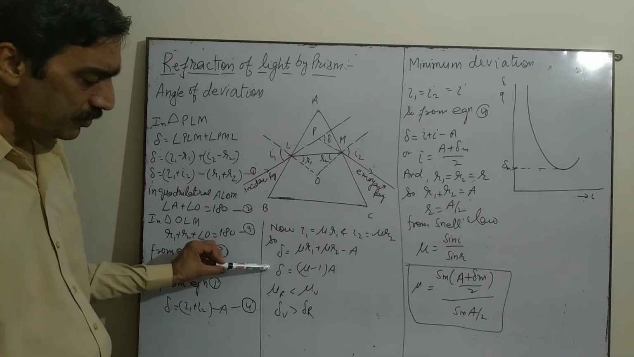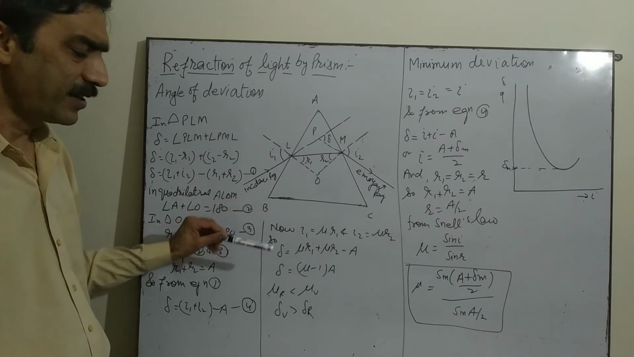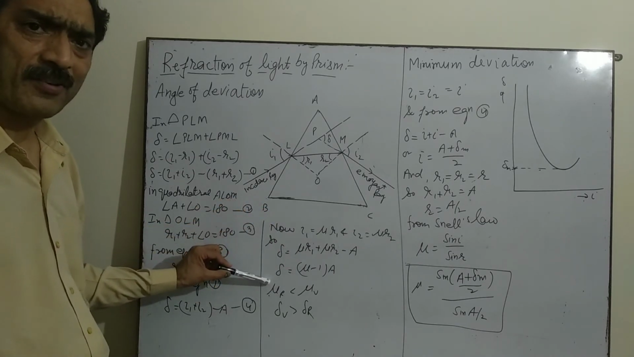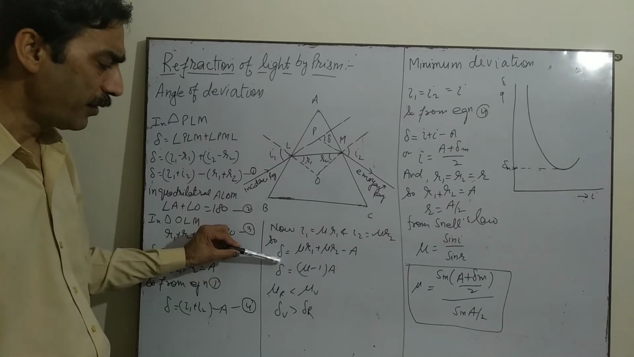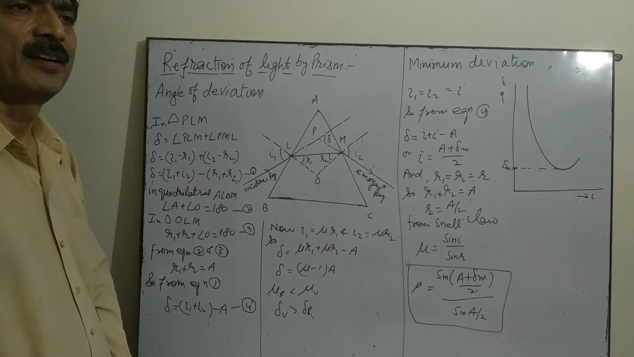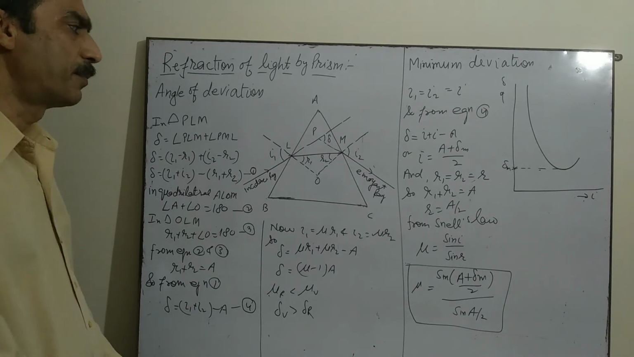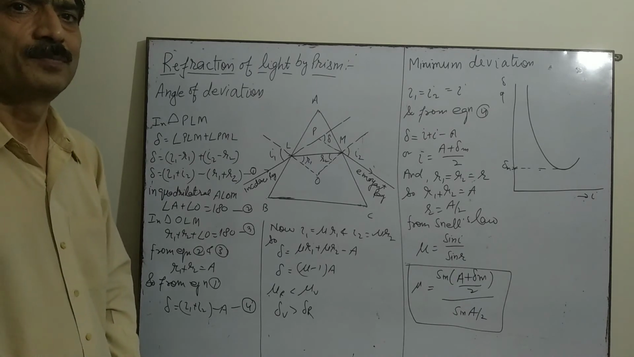The angle of deviation depends upon the refractive index. In case of red color, refractive index is less, so angular deviation is less. So we can say that violet color deviates most and red color deviates least when passing through the glass prism.